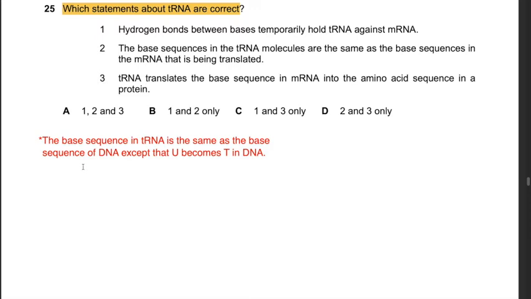Obviously, statement 2 is incorrect, as the base sequence in tRNA is not the same as the base sequence in mRNA, but rather it is the same as the base sequence of DNA, except that U becomes T in DNA, as the bases in DNA are adenine, thymine, guanine, and cytosine, and the bases in RNA are adenine, uracil, cytosine, and guanine. Basically, T is replaced by U in RNA. Therefore, statement 2 is obviously incorrect, and that leaves us with answer C being the correct choice, as all the other options consist statement 2.